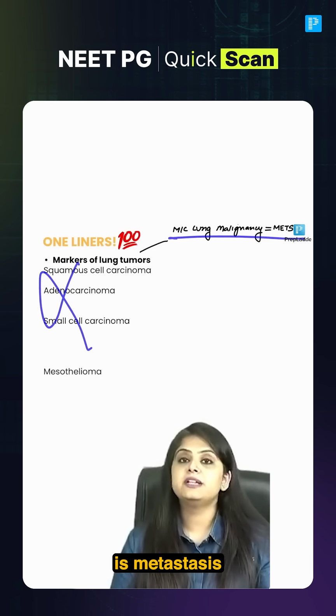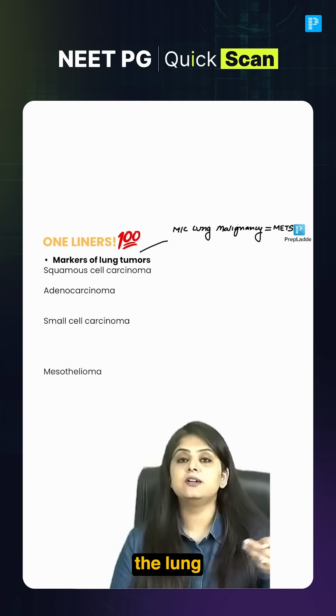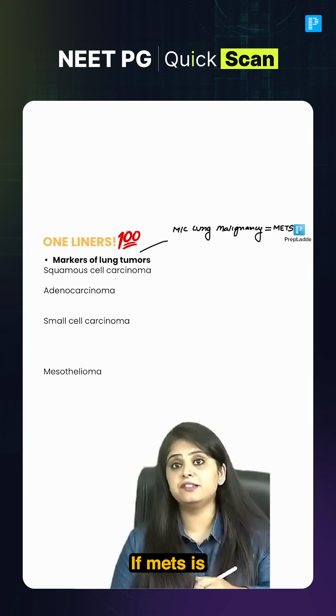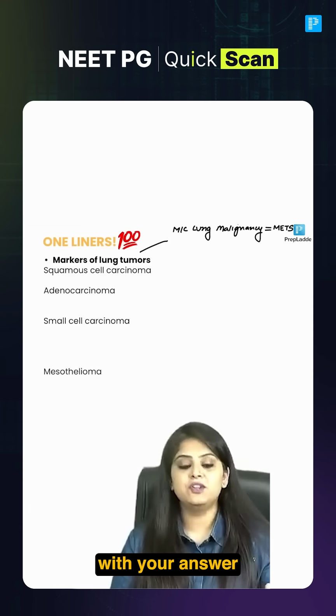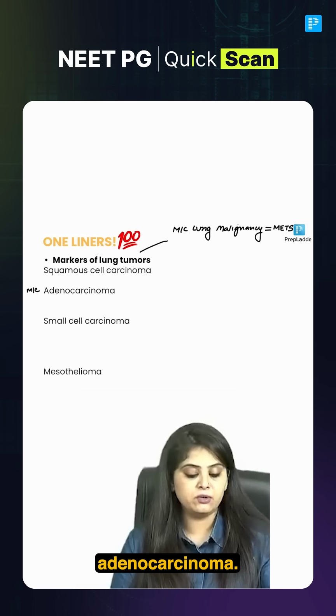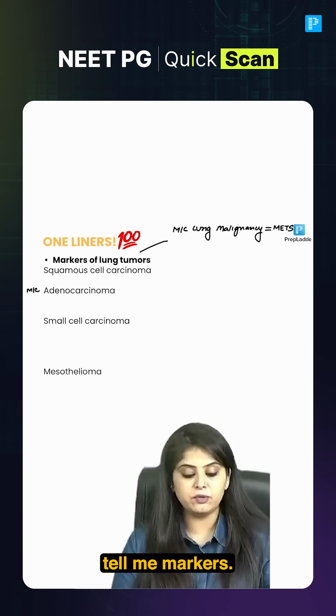The most common is metastasis, usually a breast cancer coming to the lung or some other cancer coming to the lung. If mets is not there in the options, then I agree with your answer that the most common out of these is adenocarcinoma. Now let's come to the real deal. You have to tell me markers.